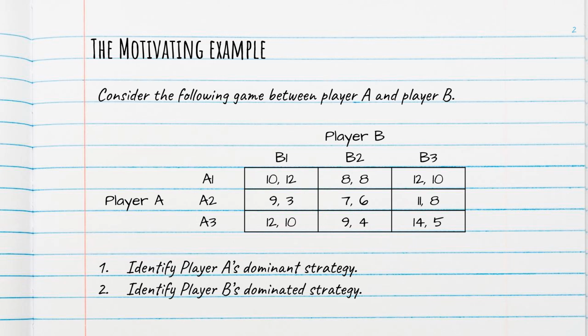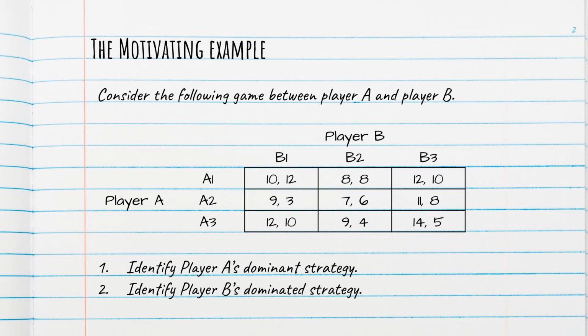Player A's strategies are A1, A2, and A3. Player B's strategies are B1, B2, and B3. Player A chooses the row and player B chooses the column. We are going to do two things using this game. We're going to identify player A's dominant strategy, and we're also going to identify player B's dominated strategy.